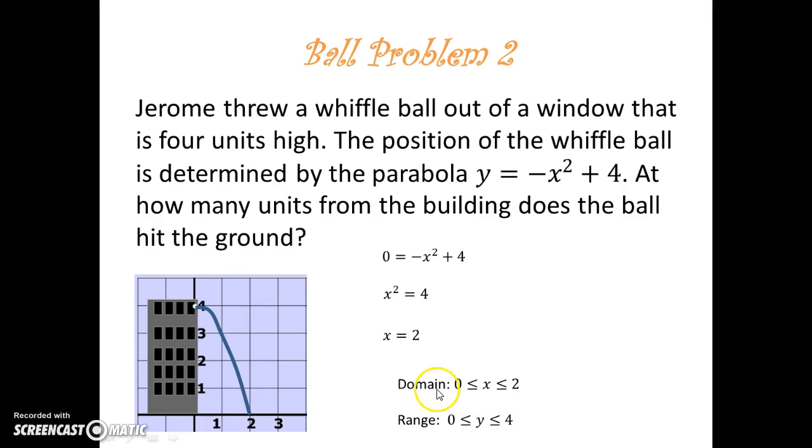The domain of a function is what the x values can be. In this particular graph, the x values are from 0 to 2, meaning from time of 0 seconds to time of 2 seconds. The range of this problem represents the y values, so how far up the ball was at one point.